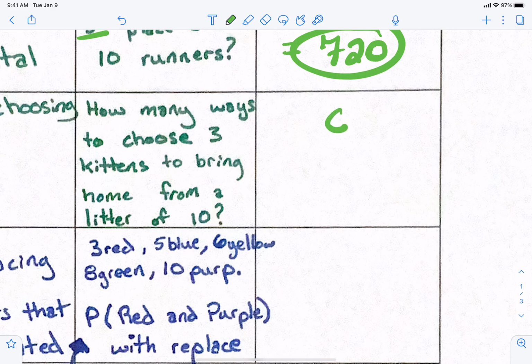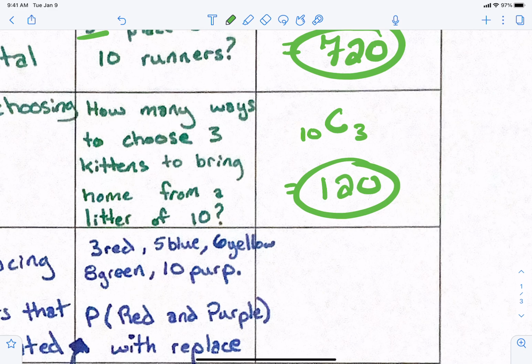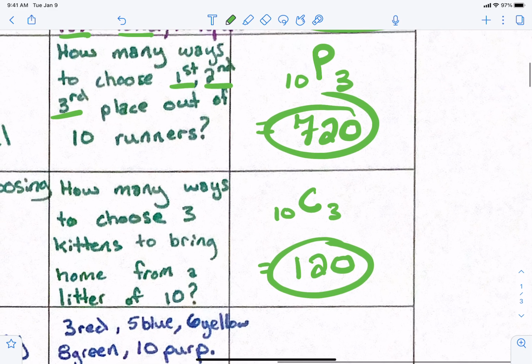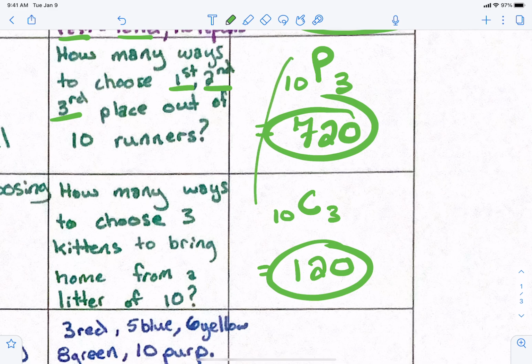So that's a combination. Now it's 10C3 in this case. It doesn't matter what order. I think it's like 120. Yes, 120. Perfect. Only 120 different combinations because we delete out the multiples. So if you have the same numbers like 10 and 3, the permutations will always be more than the combinations, because with combinations you're deleting out all the repeats.